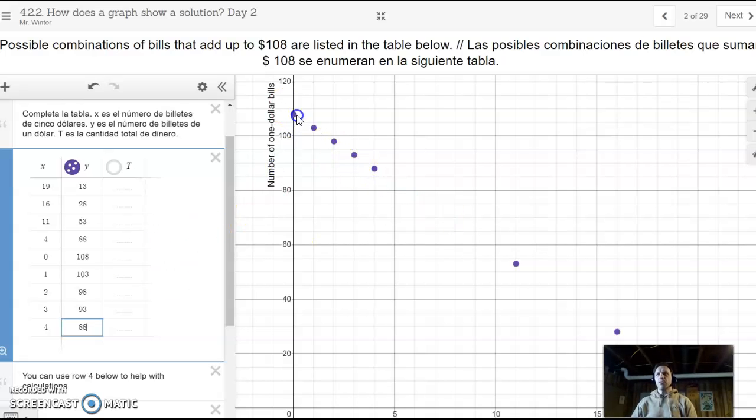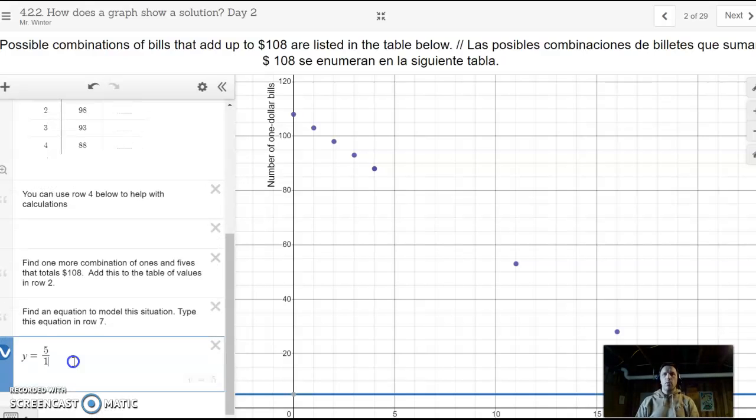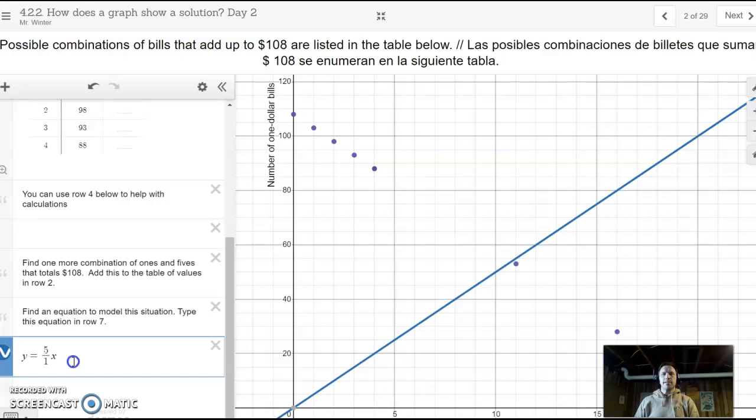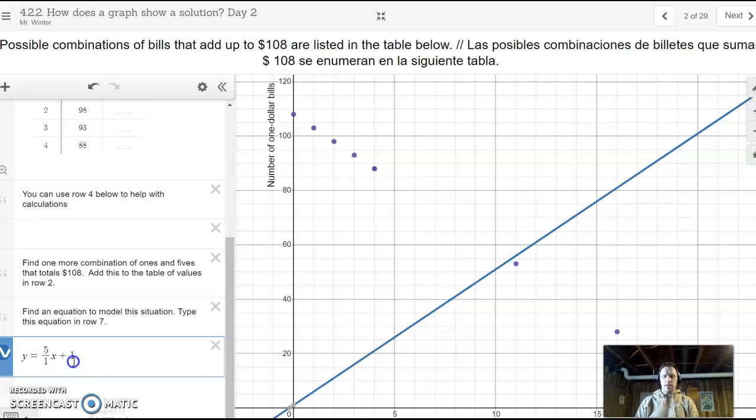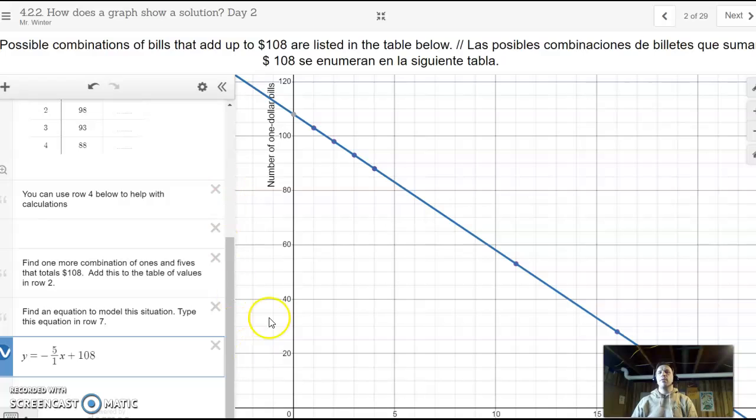So our vertical change is 5, our horizontal change is 1. So delta y is going down 5, right? And delta x is going 1. So we would have the equation y equals 5 over 1 x plus, where does it start? 108. Sorry, it's going down 5, right? So that's a negative 5 over 1.